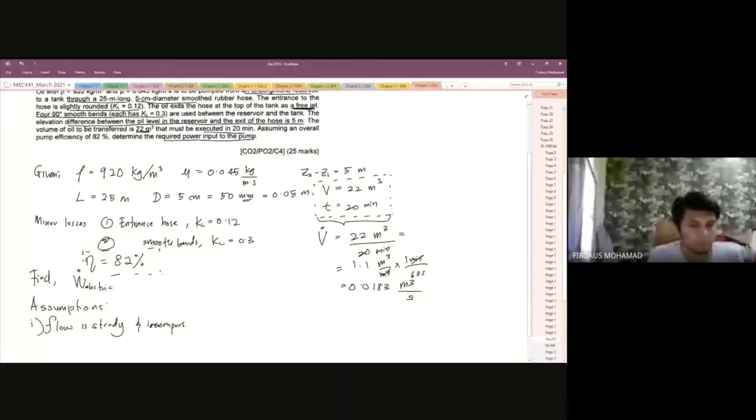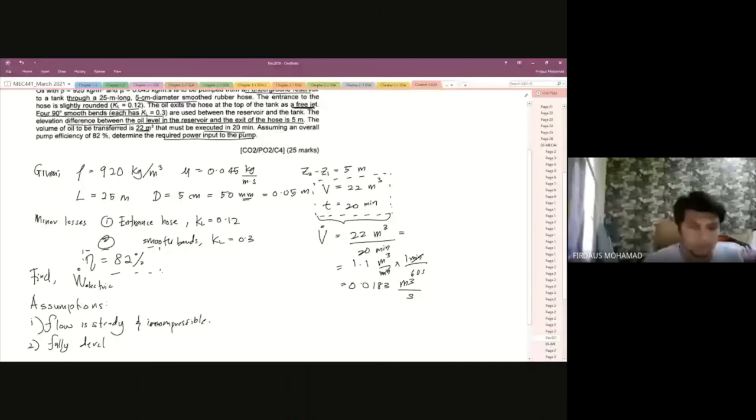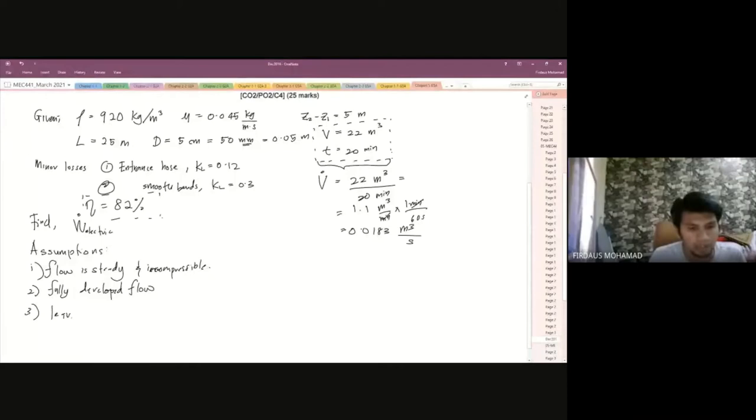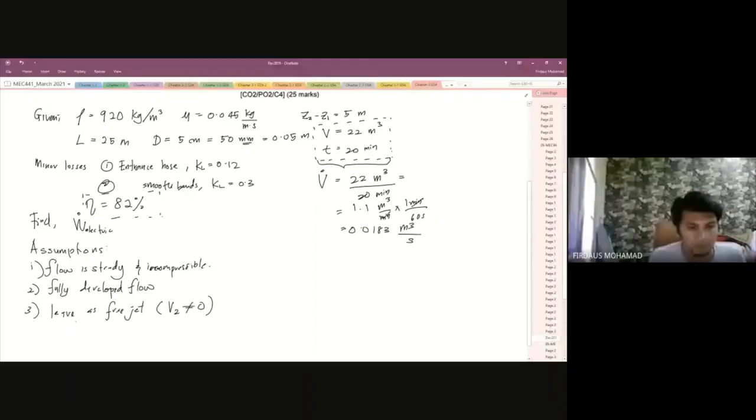Apa lagi? Number two, fully developed flow. Okay. And then number three, lift as free jet. Dia ada mention free jet. So maknanya V2 tak sama dengan kosong. Okay, free jet V2 is not zero. Okay, but P2, pressure at 2 equal to pressure exposed to the atmosphere, dia keluar ke atmosphere, P2 can be zero. Okay, sebab dia keluar ke atmospheric pressure.